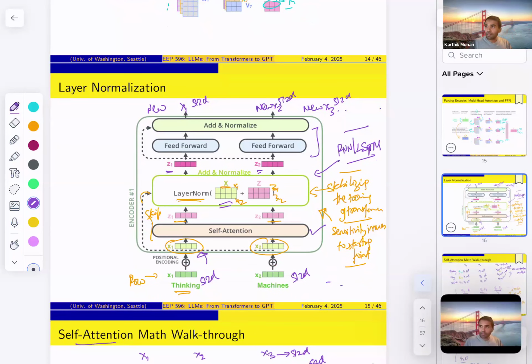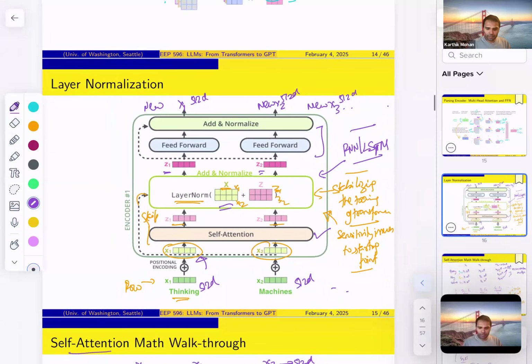Okay, so I think we'll go through the feed-forward neural network as well, but maybe we'll just take a 5-minute break. We'll come back at 5:20. We'll go through the feed-forward neural network.